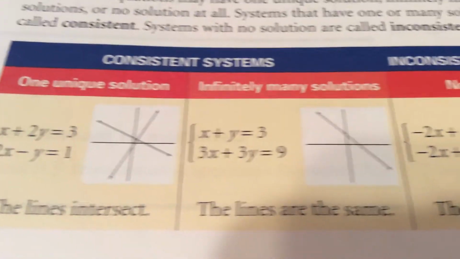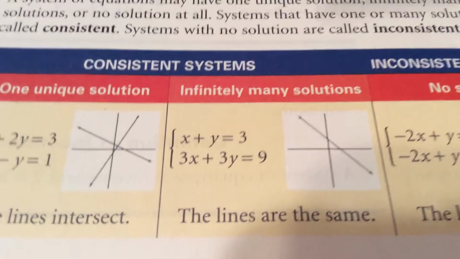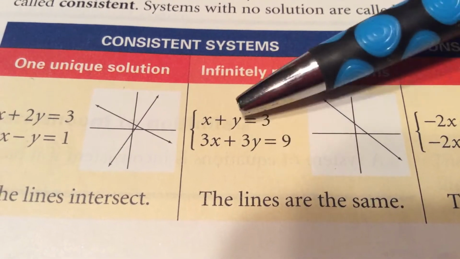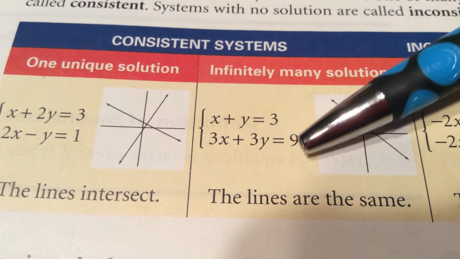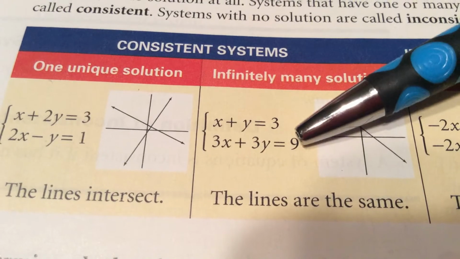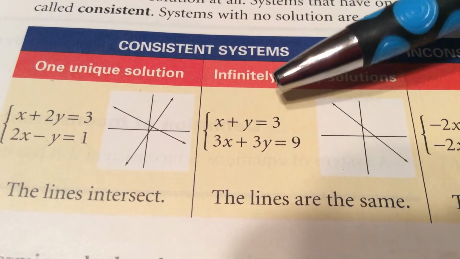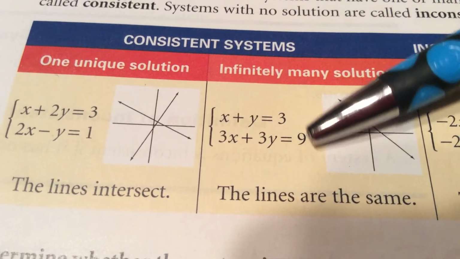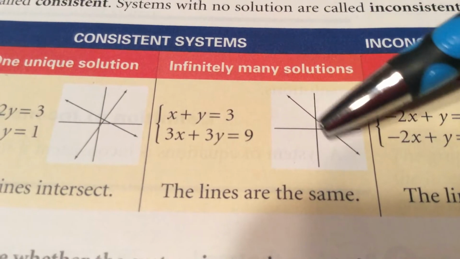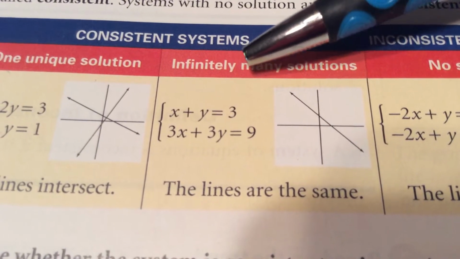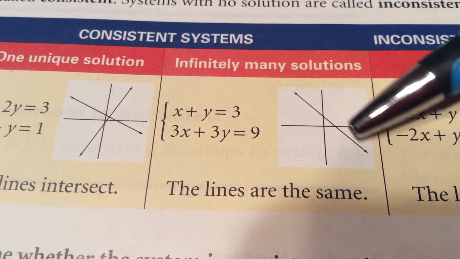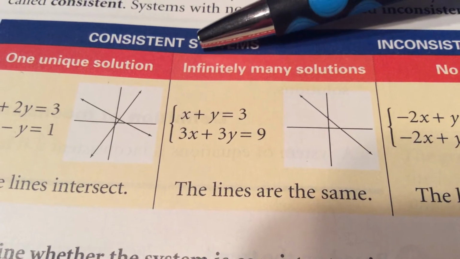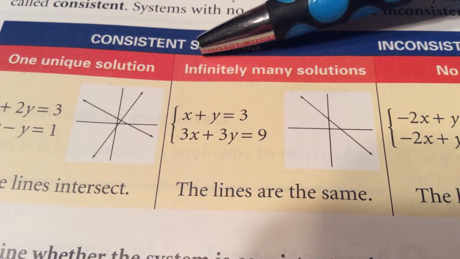Now, once in a while we have equations like this. Notice that if I took 3 times this, it'd be 3x. If I took 3 times this, it'd be 3y. If I take 3 times 3, this is 9. These two equations are the exact same equation. If we put this into y equals mx plus b form, these two would have the exact same line that we would be graphing. So this one has infinite solutions. Infinite solutions means that the two lines are exactly on top of each other. These are both consistent. They have a solution, so they're consistent.